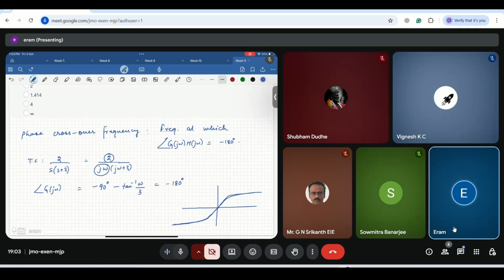So here I have drawn the plot of tan inverse. This is your argument. And from the plot of tan inverse, you can conclude that as this argument tends to infinity, your angle converges to 90 degrees. So omega should be infinity for your phase to be equal to minus 180 degrees. So your phase crossover frequency is infinity.